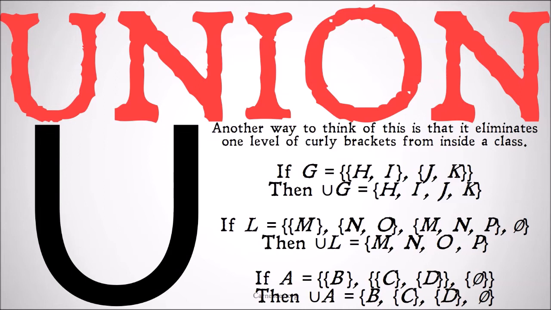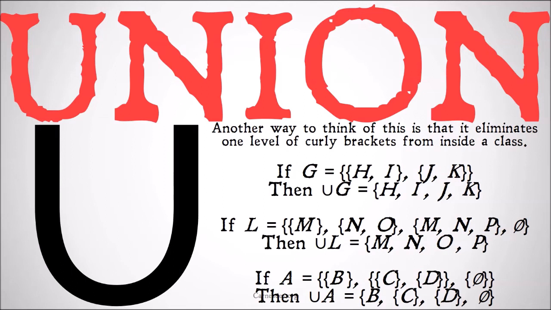If L is equal to the class of M and the class of N and O and the class of M, N, and P and the null set, then the union of L is equal to the class of M, N, O, and P, because those are all the members of L. Note that when we eliminate those curly brackets from the null set, it disappears, because there's nothing that is a member of the null set.